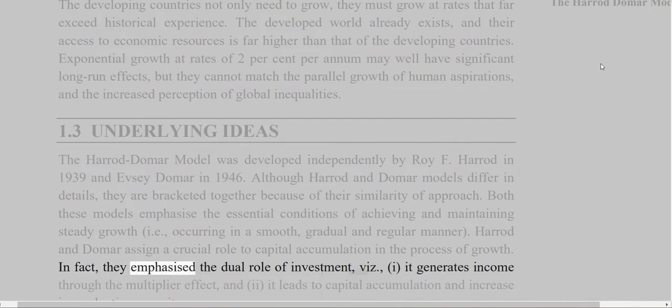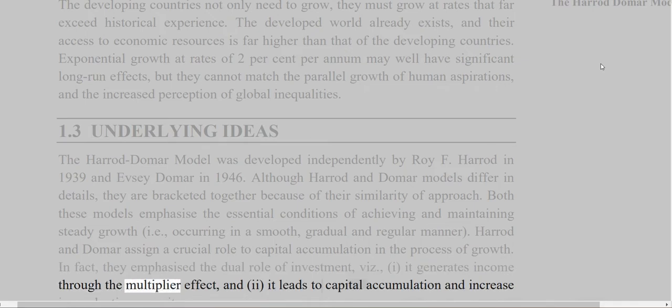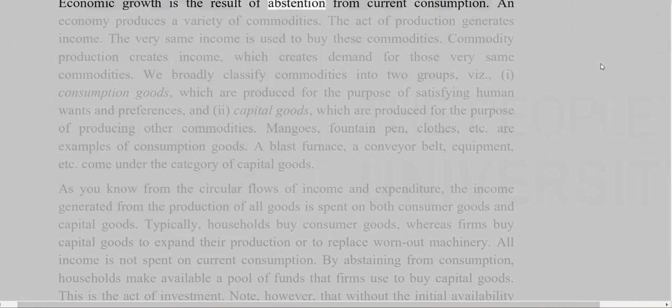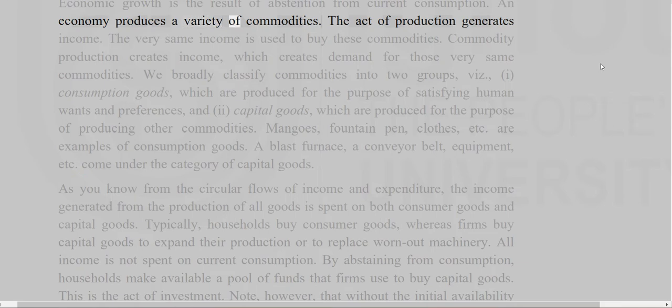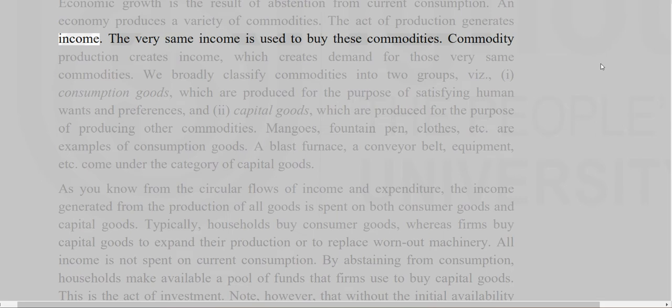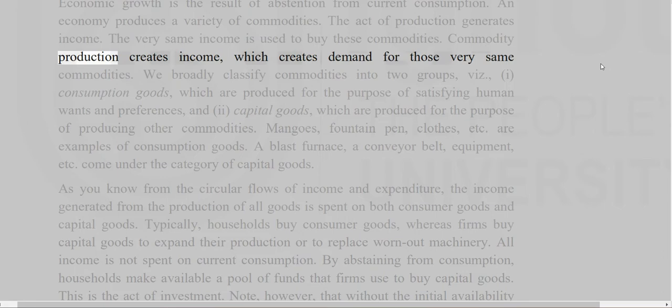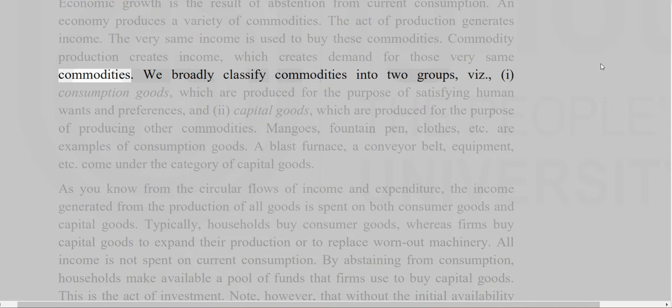In fact, they emphasized the dual role of investment, viz., 1, it generates income through the multiplier effect, and 2, it leads to capital accumulation and an increase in productive capacity. Economic growth is the result of abstention from current consumption. An economy produces a variety of commodities. The act of production generates income. The very same income is used to buy these commodities. Commodity production creates income, which creates demand for those very same commodities.